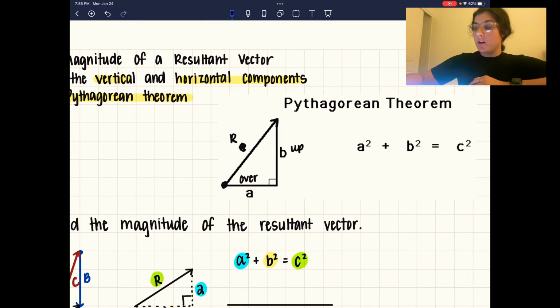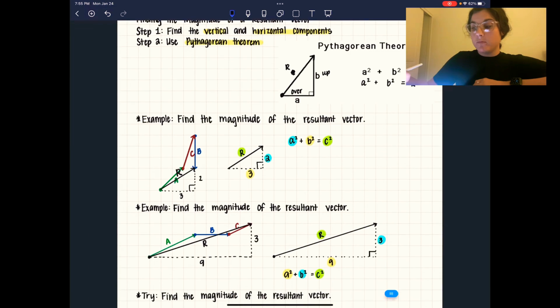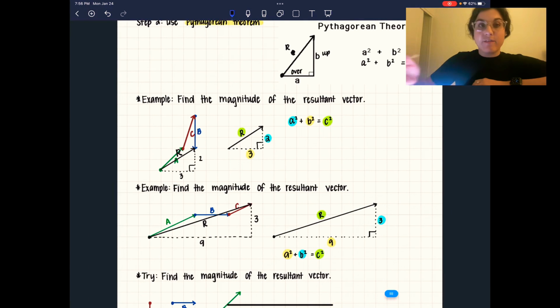So this formula of A squared plus B squared equals C squared is applicable to finding the magnitude of a vector. A squared is just your horizontal component, and B squared is your vertical component, and C squared is the magnitude or the length of your vector squared. So we're going to use the Pythagorean theorem for a couple of examples and try and find the magnitude of the resultant vector.